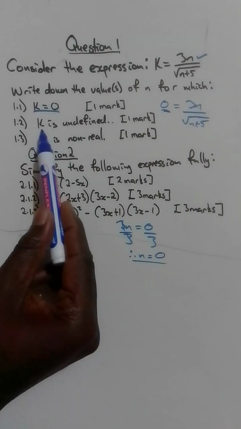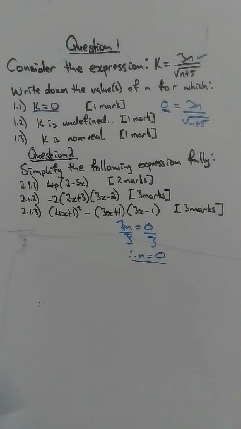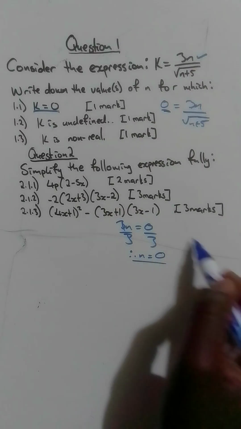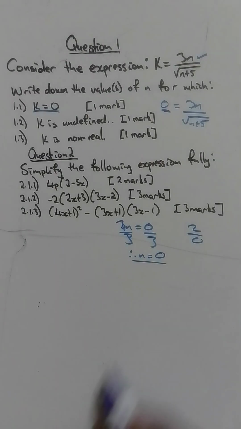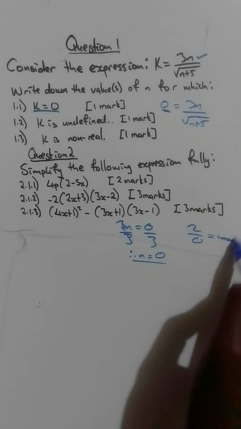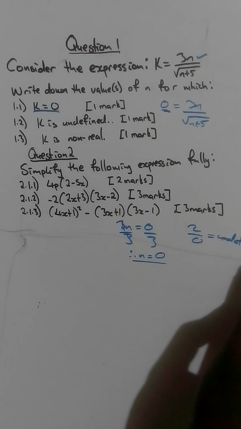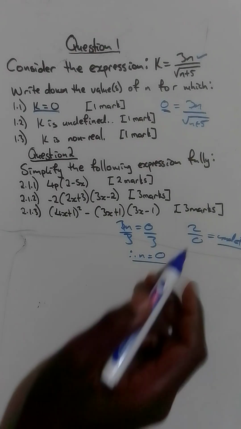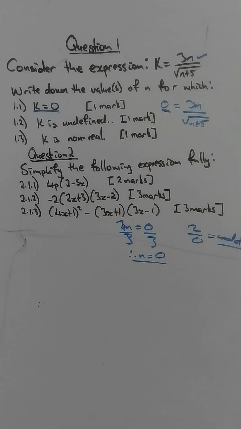They are asking when k is undefined. What do they mean when they say k is undefined? We are simply saying that we can't share. Remember, we are having a division. So if I say 2 divided by 0, 2 divided by 0 is undefined. Contrary to popular belief, whereby a lot of people think that 2 divided by 0 equals 0, the answer is not that. Let's prove that using a calculator.